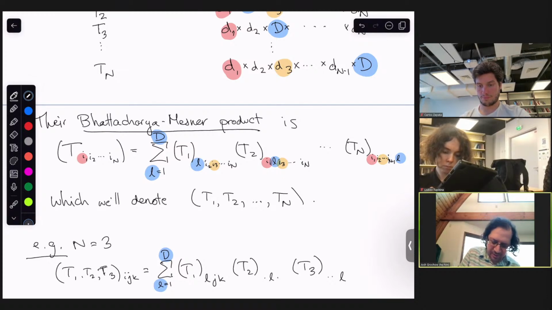So if I'm looking at the ijk index of the output, then in the second one, I will have I, L, which I'm summing over, K. And then the third one, I will have I, J, L, which I'm summing over.